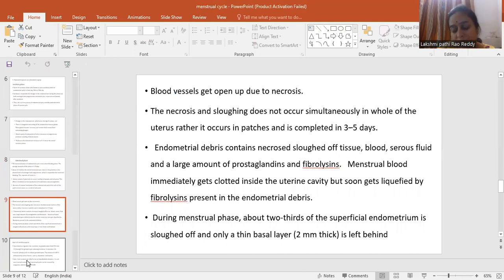This lack of supply of nutrition will lead to necrosis. Now due to intense spasm and necrosis, these blood vessels will open up, and it will cause degeneration of the endometrium. This entire phase is completed in 3 to 5 days. This endometrial debris contains necrotic sloughed tissue, blood, serous fluid, and a large amount of prostaglandins and fibrinolysins. Menstrual blood immediately clots inside the uterine cavity, but soon it gets liquefied by the fibrinolysins present. During the menstrual phase, about two-thirds of the superficial endometrium gets sloughed off, and only a thin basal layer is left behind.